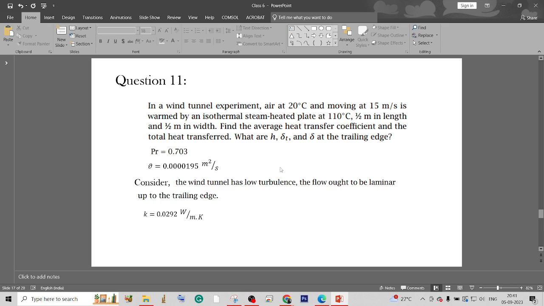So this is flow over a flat plate. Mind that. First, in all of these types of questions, you find the Reynolds number, but it's already given that the wind tunnel has low turbulence. So the flow ought to be laminar up to the trailing edge. Whether the Reynolds number is greater than 2300, or sorry, 5 into 10 to the power 5, it is laminar. So the Reynolds number should be less than 5 into 10 to the power 5.